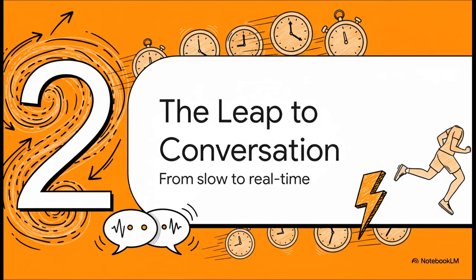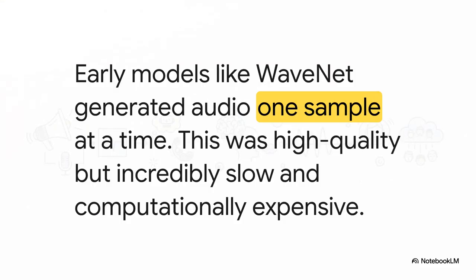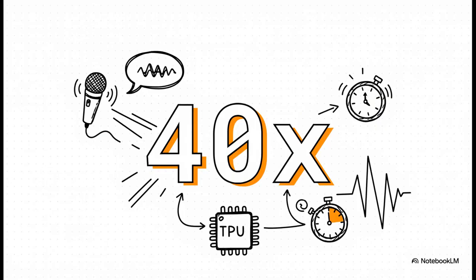The next big hurdle was all about speed. You see, the first really high-quality models, like the famous WaveNet, had this major bottleneck. They were autoregressive. And that's just a fancy way of saying they generated audio one single sound sample at a time. The quality was incredible, no doubt, but it was painfully slow and took a ridiculous amount of computing power. You can never build a real-time assistant that way. It just wasn't practical. So the engineers came up with a new non-autoregressive approach, and the results? They were absolutely mind-blowing.